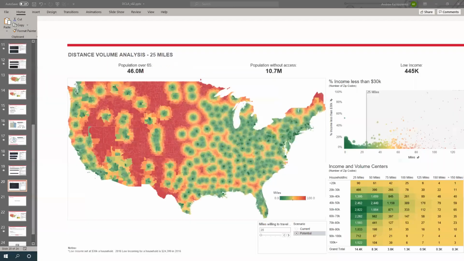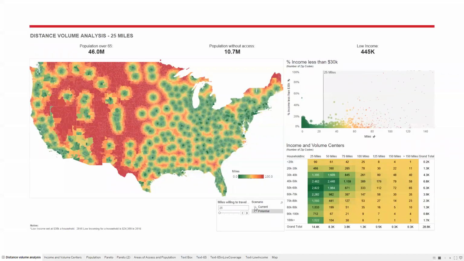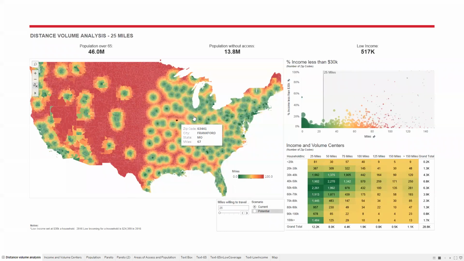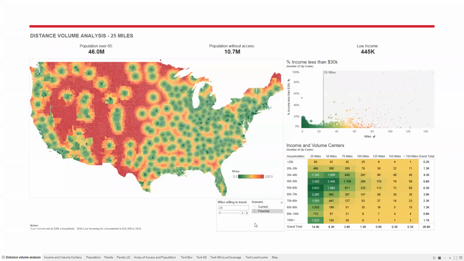Okay, there we go. So we could take a look, and this was a current set of the rules and looking at what the potential set of the rules would mean. We can also take a look at if a patient's only willing to travel 25 miles, there'd be 10 million without access. If a patient was willing to travel 50 miles, how much would that mean? It'd mean there'd be 3.6 million without access.